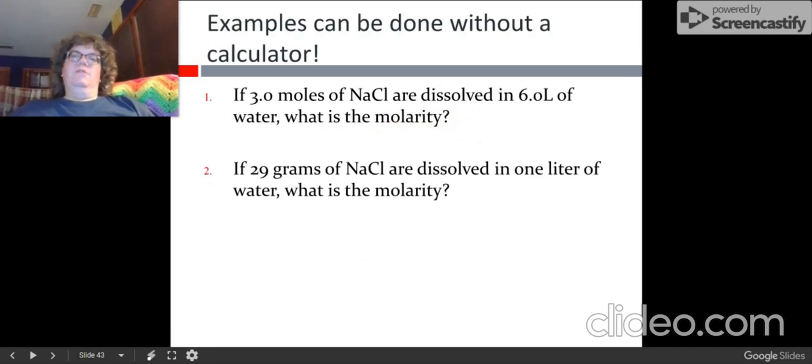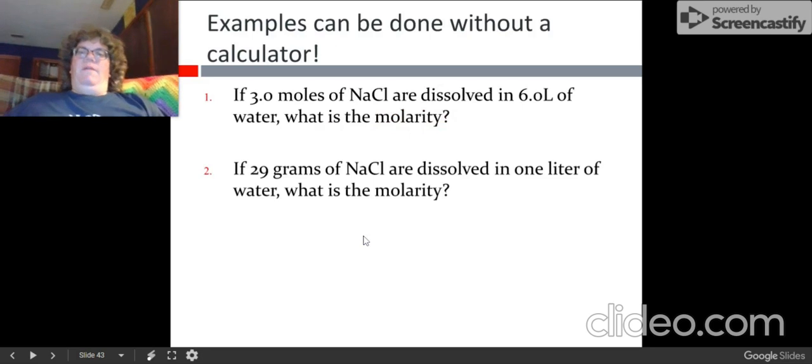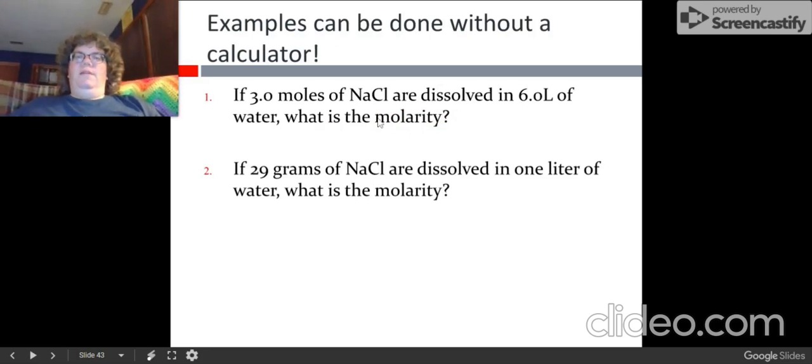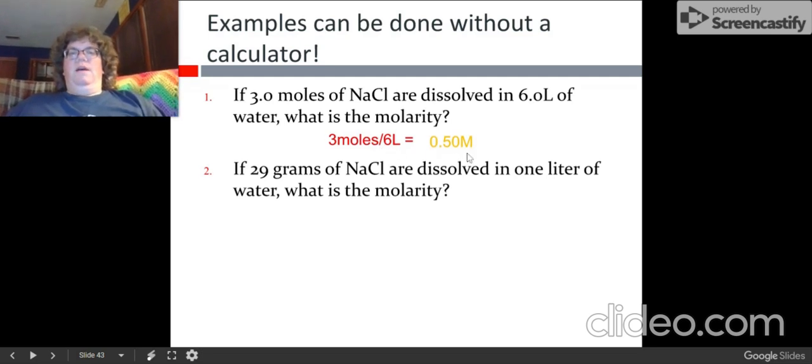Here are some quick examples of how to calculate molarity. We have 3.0 moles of sodium chloride dissolved in 6.0 liters of water. What's the molarity of that solution? Remember, molarity is moles per liter. So we just do 3 moles divided by 6 liters, which gives us 0.50 moles per liter, or molarity. We see here in each of these we have 2 significant figures. So our answer needs to have 2 significant figures, even though it's not written in the work.